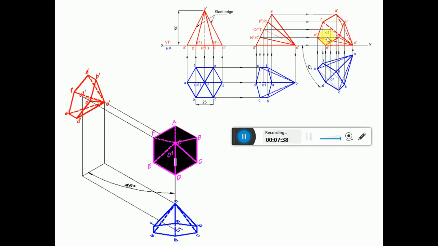Similarly, C dash B dash and C dash D dash are visible, so naturally A dash O dash is crossing that edge C dash D dash, so A dash O dash is going to become invisible.